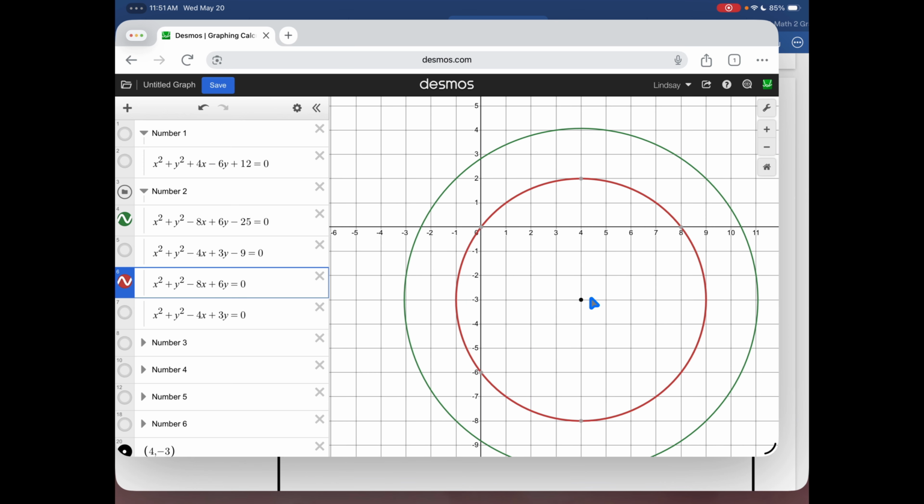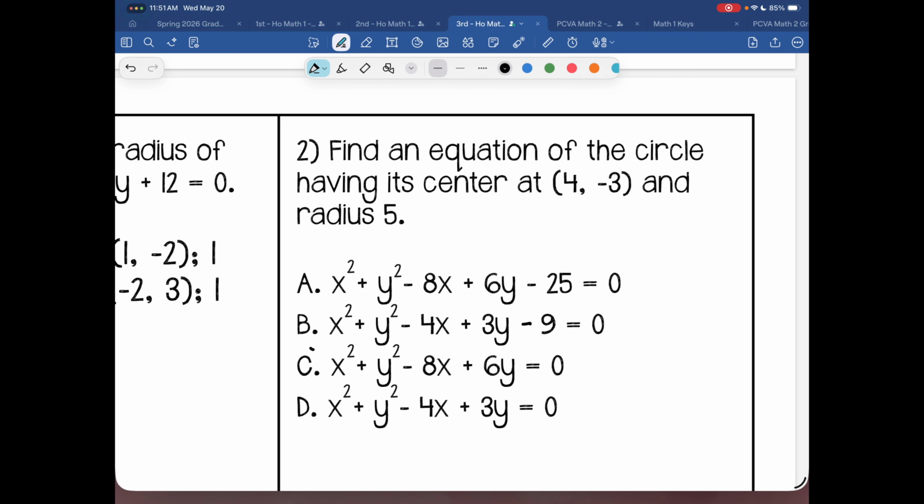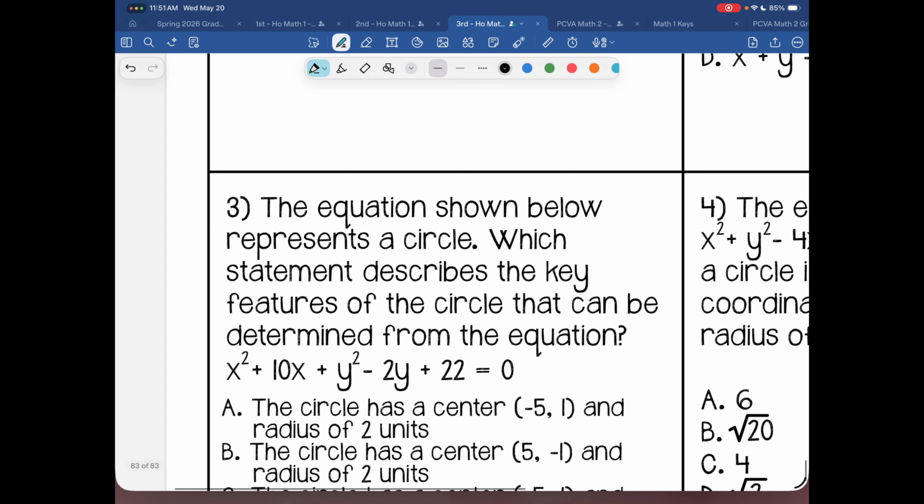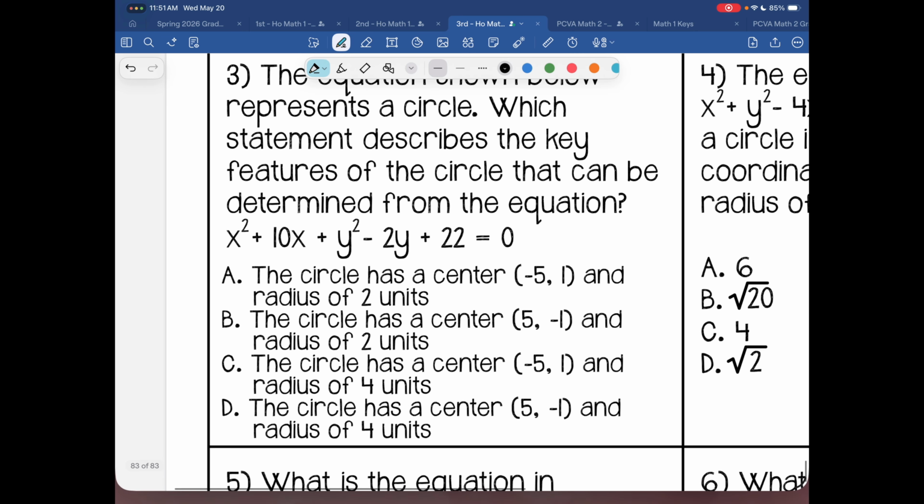So from the center, I have 1 unit, 2 units, 3 units, 4 units, 5 units, which puts me on just the red circle, which is C. Okay. And you can also do a lot of this with the standard form too. It's just with standard form, you can actually see the center and the radius from the equation.